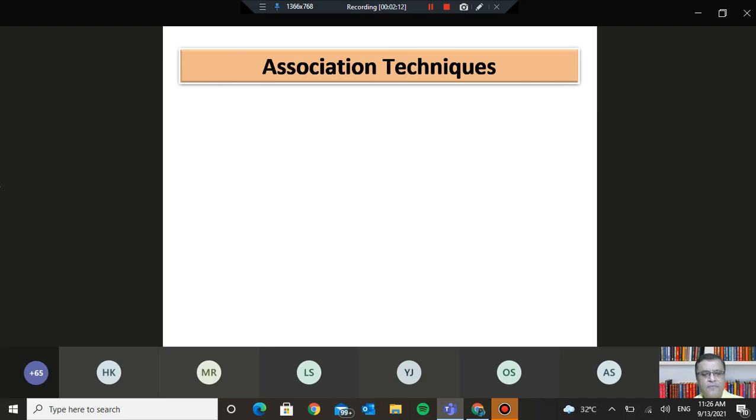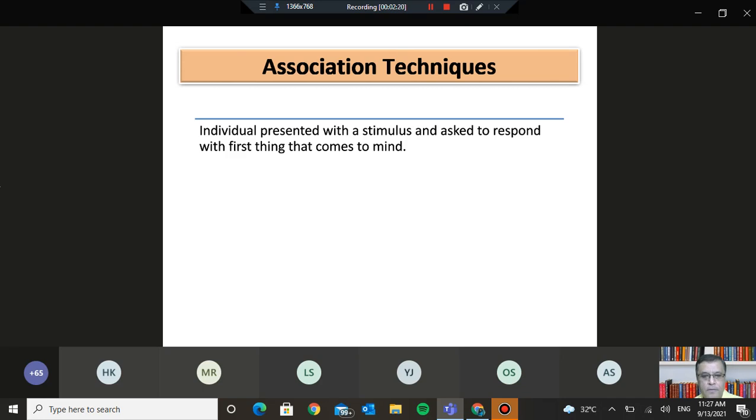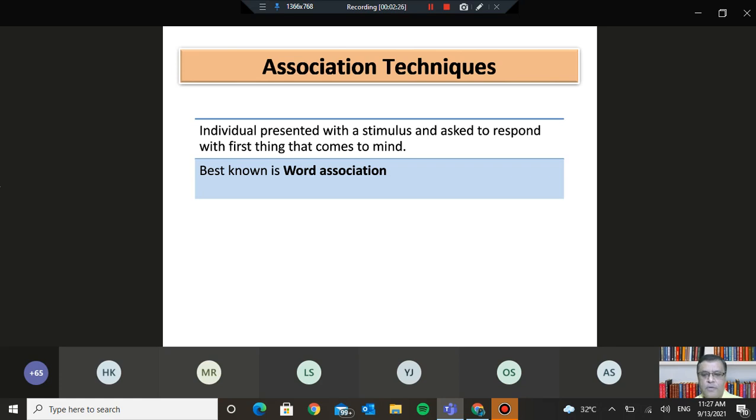In fact, the most commonly used method as far as these association techniques are concerned is the word association method. It's word, W-O-R-D, word association method. So what is this word association method? Here, as researchers, we will be presenting the subjects or respondents with a list of words. We prepare a list of words, and we will read out those words in the list, one at a time, and then we will ask the respondent to react to each word that we are reading, and we will instruct that person.